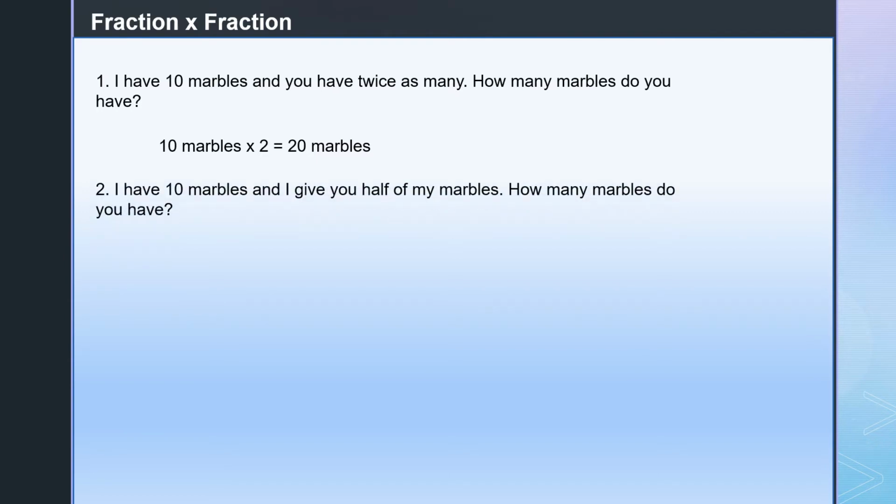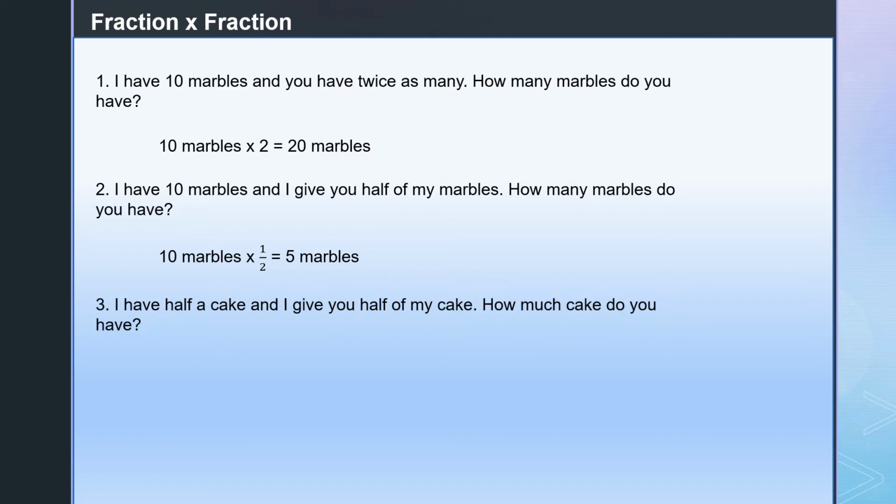I have 10 marbles and I give you half of my marbles. How many marbles do you have? The meaning of multiplication is the same. If you have twice, I times 2. If you have a half, I times a half. Times a half means 10 marbles I divided into 2 lots times 1 lot. So equals 5 marbles.